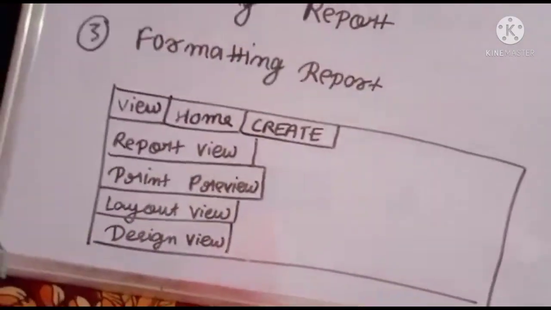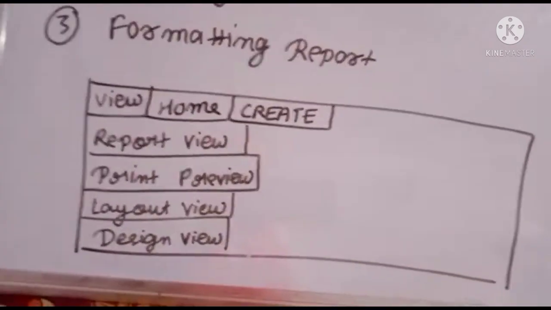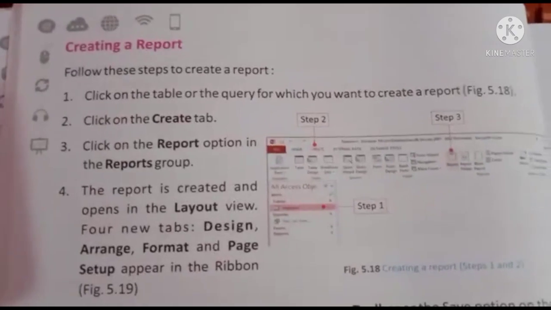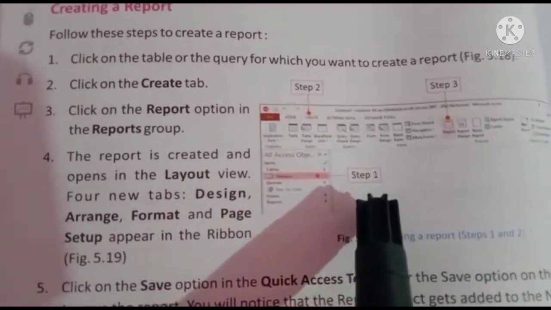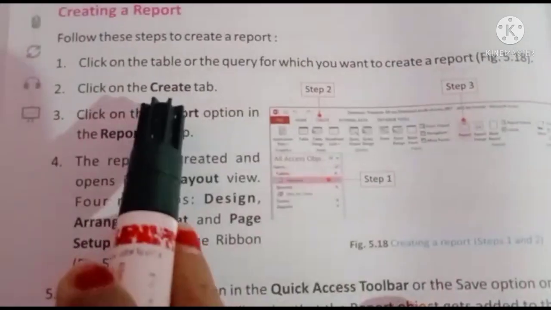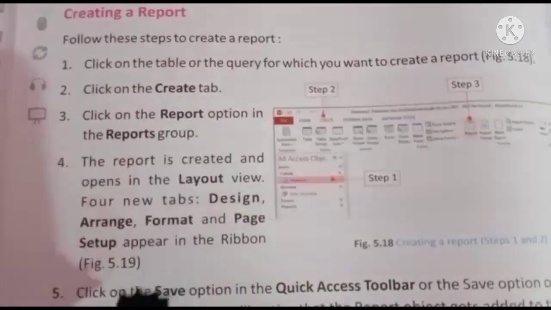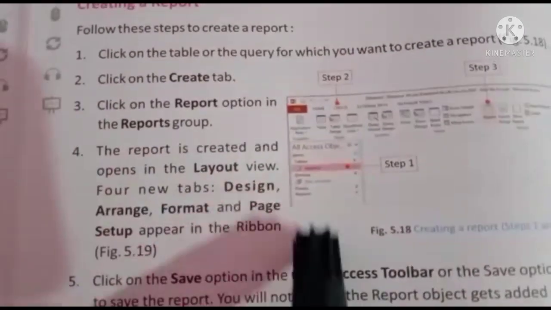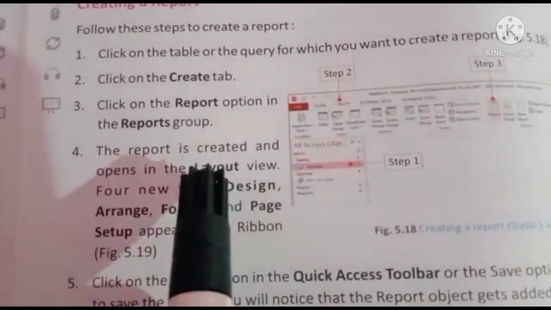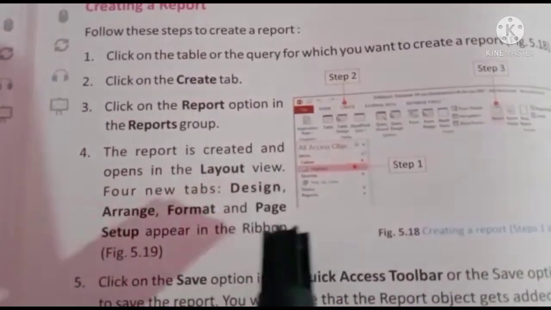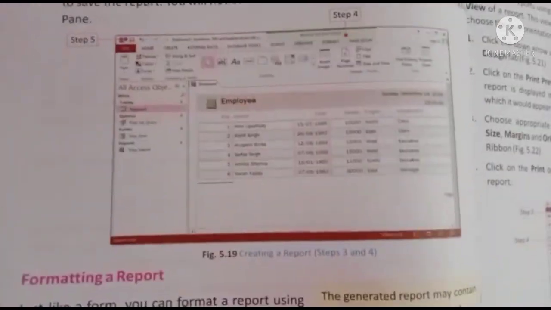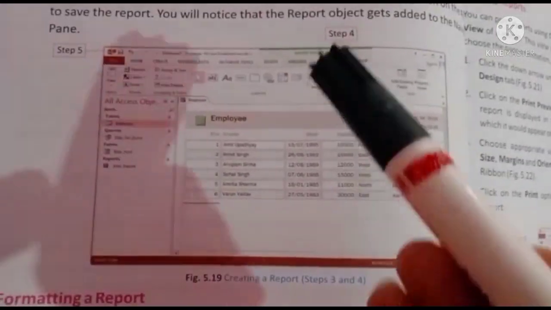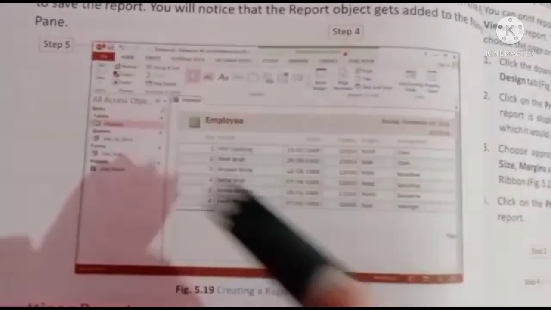So now I will be teaching about what are the steps to create a report. So here you can see we have the steps given. In step 1, we need to go to the create tab, click on report, and then click on any of the views. Means you can go on layout or design or page, and you need to click on save. Afterwards, when you make a report, it will be generated like this.